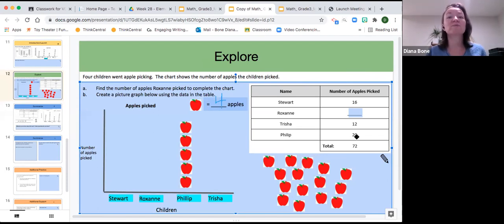Always look for those patterns when you are representing your data, because sometimes you have so much data, it's hard just to count by one the whole time. So use that multiplication knowledge that you know, use that division knowledge that you know, make those equal groups, look for those patterns, and put those pictures on those graphs.